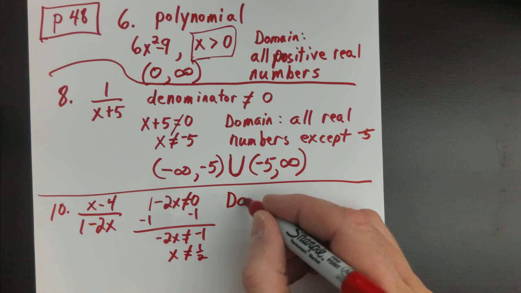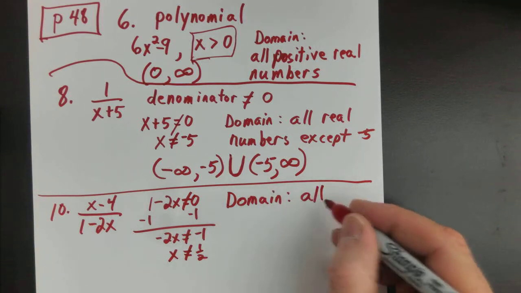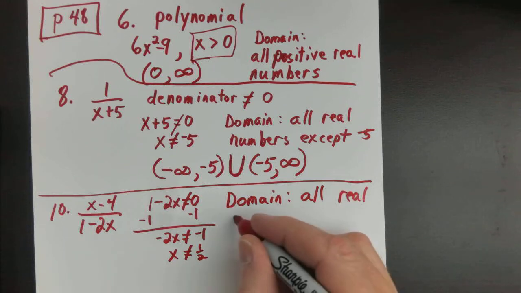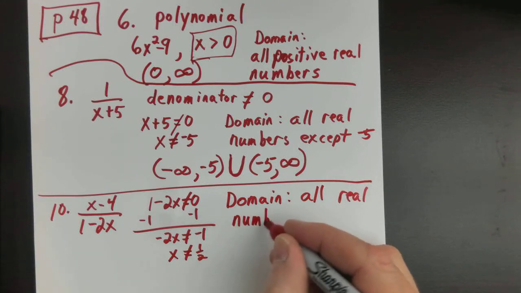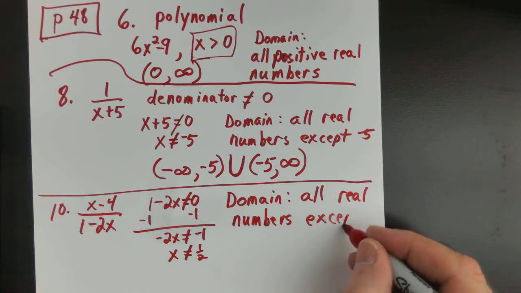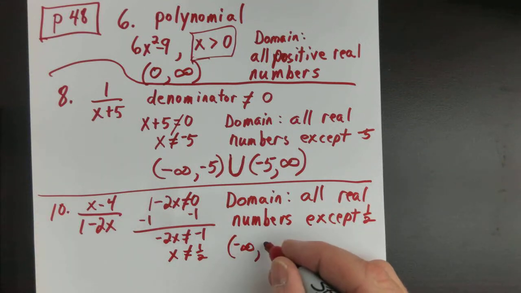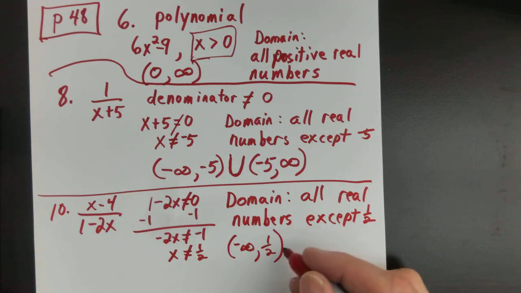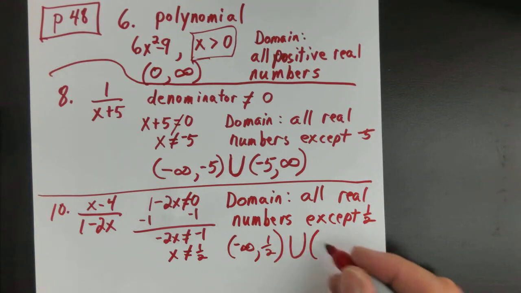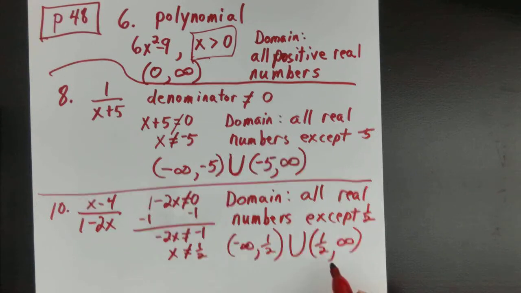So when I talk about the domain on number 10, I'm talking about all real numbers except 1/2. And I'll do the same thing I did here. So from negative infinity, still all the way to the left until I get to 1/2, not including, and then not including 1/2 again on this side, to positive infinity.